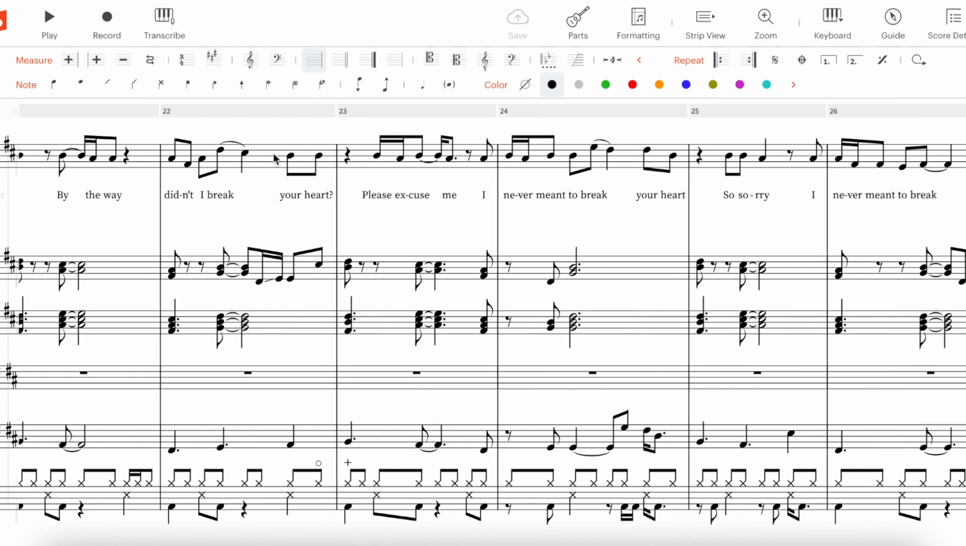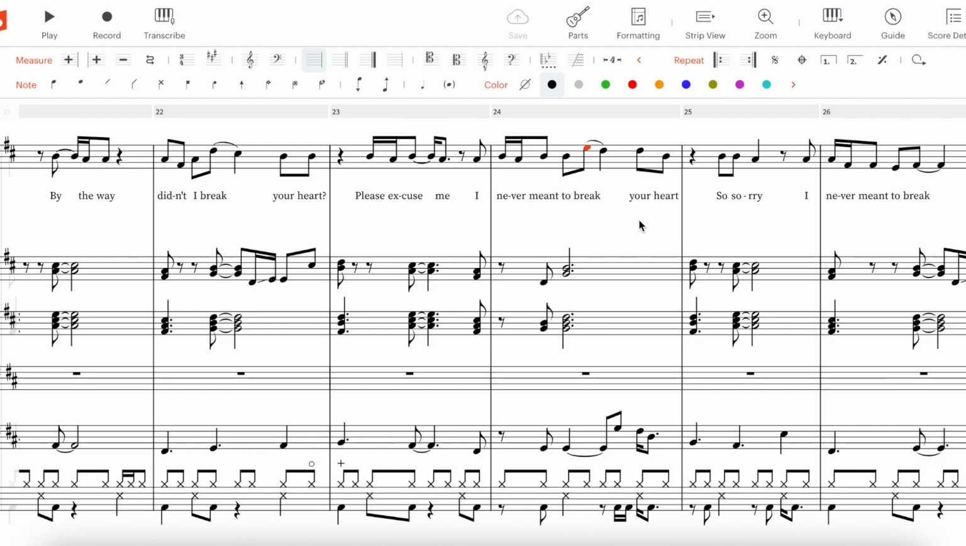We see this again in the second part of the verse. "Didn't I break your heart?" goes down to F sharp, and 2 measures later, "I never meant to break your heart" goes up to E. It'd be a little hard to see this balance when it's written out due to the rhythmic complexity of the melody, but it's a lot easier to discern from listening to the verses.